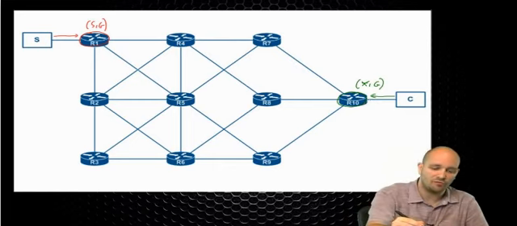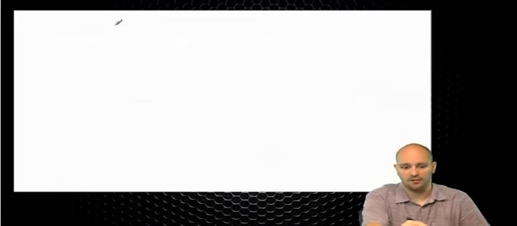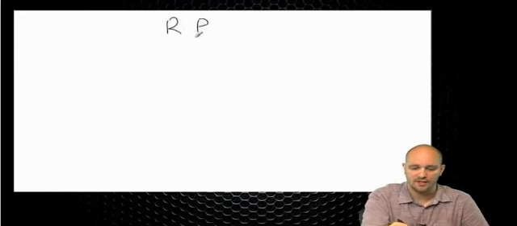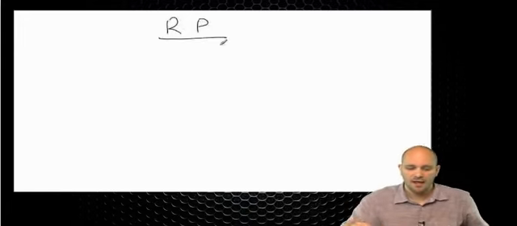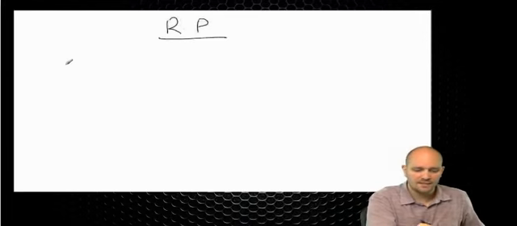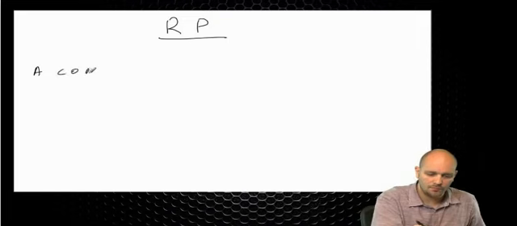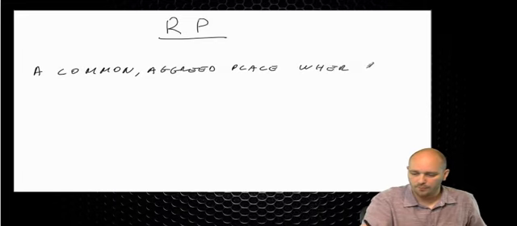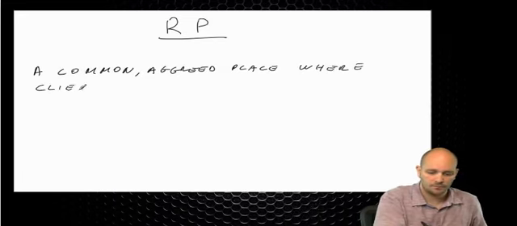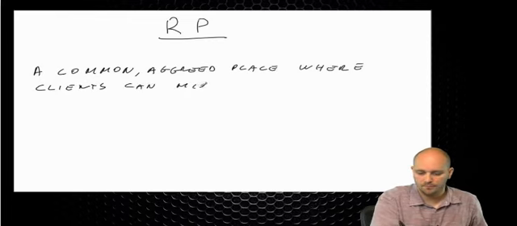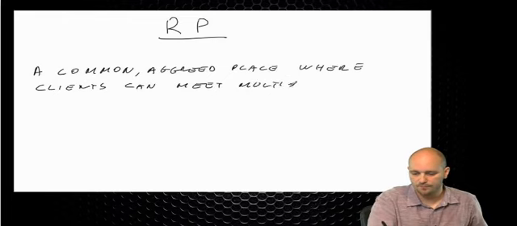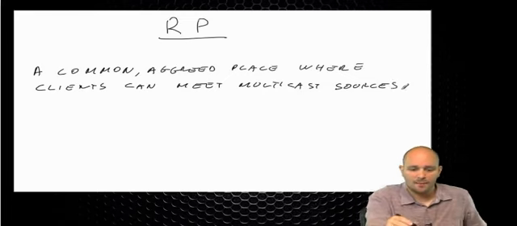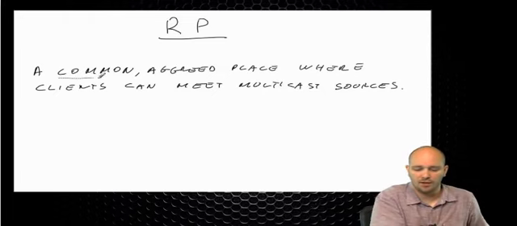Now, this is where the concept of a rendezvous point comes in, and I don't even want to begin spelling that, so I'm just going to say RP. Unfortunately, I don't speak French, and that's a French word. So the rendezvous point is a place, a common agreed place, where clients can meet multicast sources. That's pretty much what it needs to be. But the emphasis here is a common and agreed place.